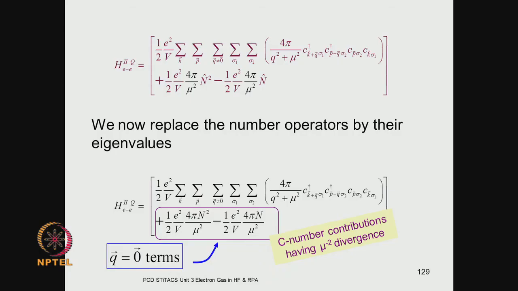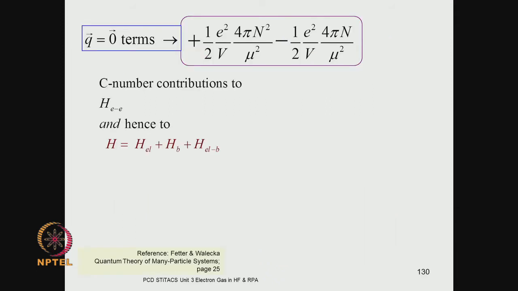So, both of these are coming from the q equal to 0 terms. So, these are the two contributions, these are the C number contributions, these are just numerical contributions. Okay. These are just numerical contributions. First one is with a plus sign, the second one is with a minus sign, but mind you, the first term has got N square and the second has got N. Okay. So, you have to be careful with that.